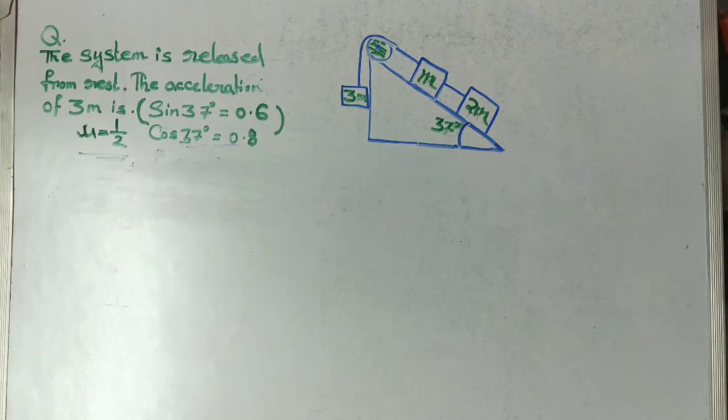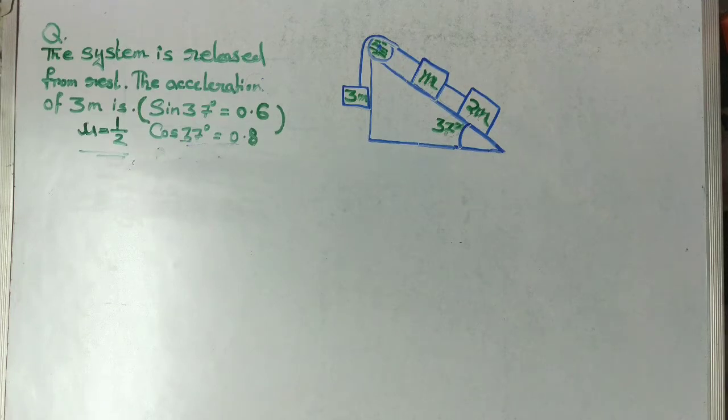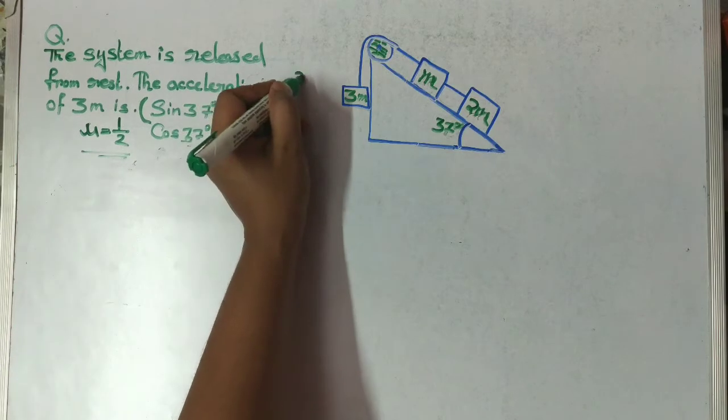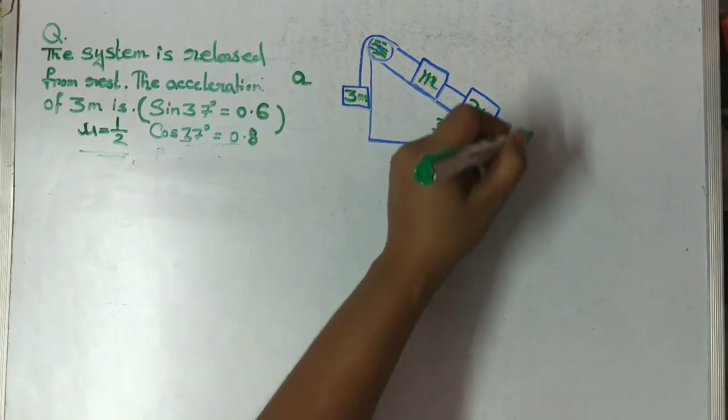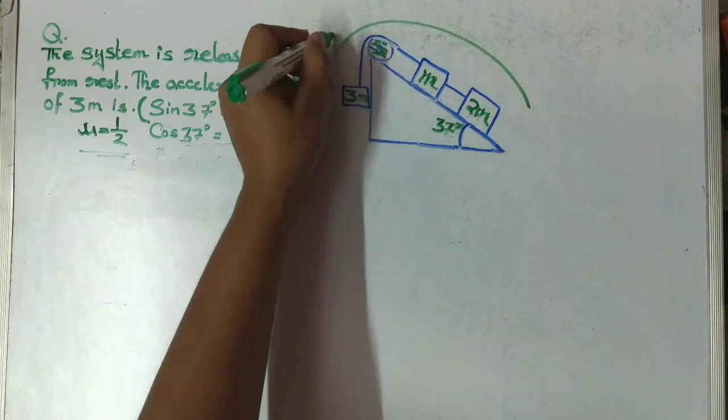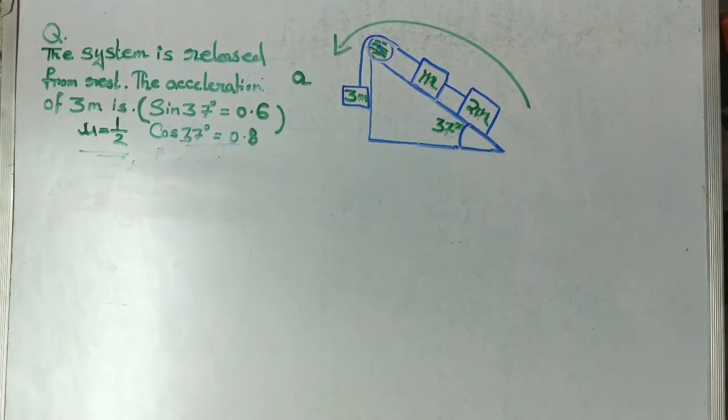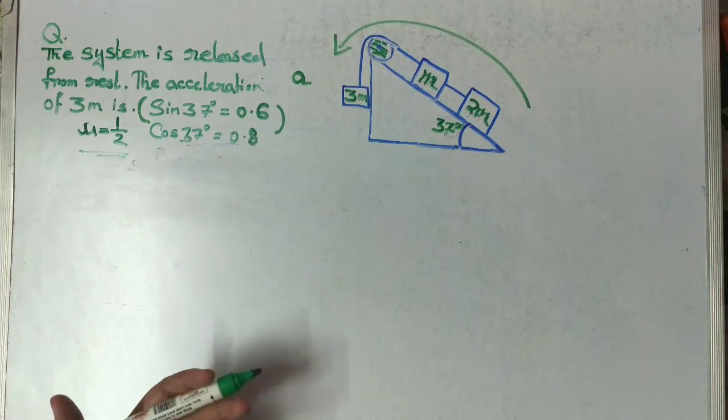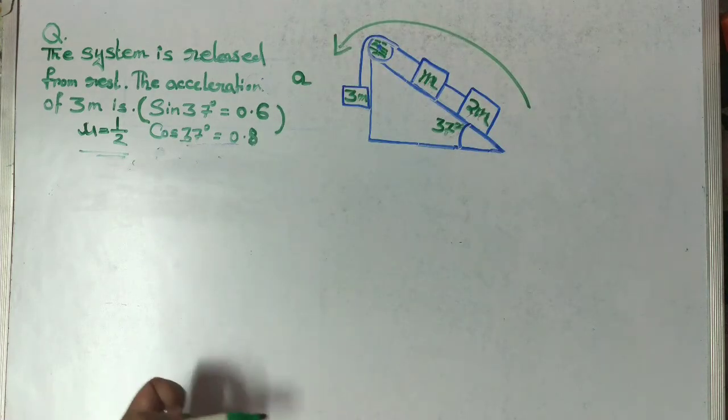Now, if you need to solve this type of problem, at first what you have to do is consider every kind of force working in this system. So for instance, if we assume the acceleration will be a, and we assume the direction of movement will be toward this direction. You can take the opposite direction also, but I am taking this direction.